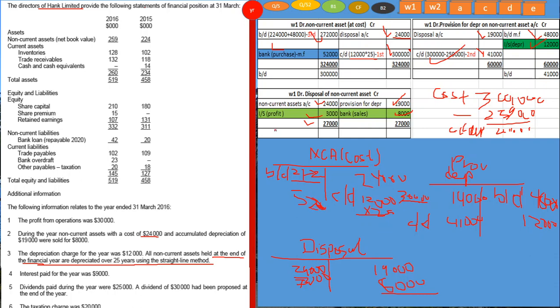That's your purchase. So that's how the whole working comes out. Try pausing the video and going through it one more time to understand this working. This is very, very important. Okay, let me move forward.